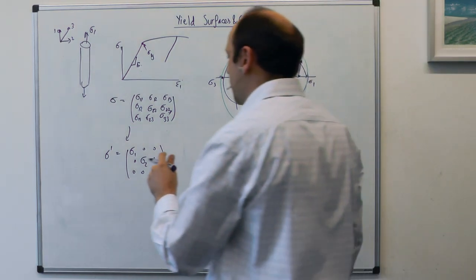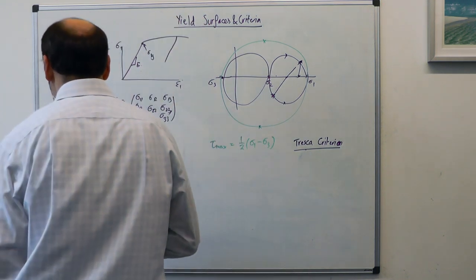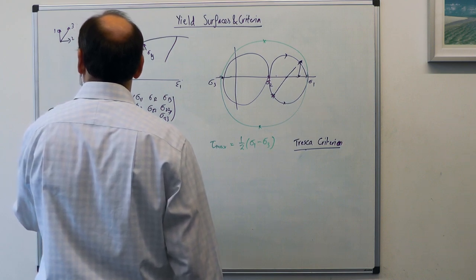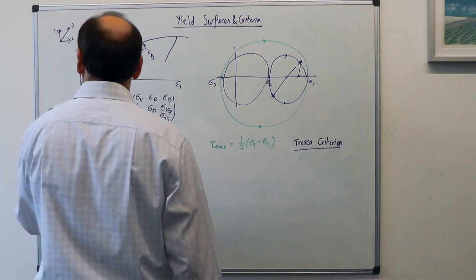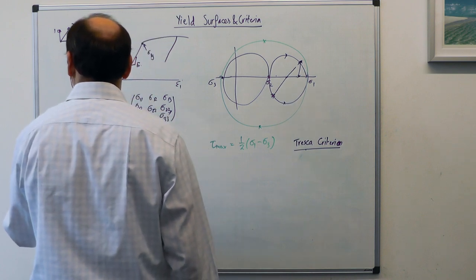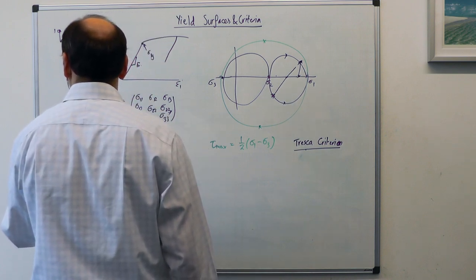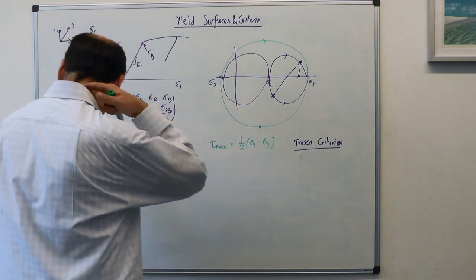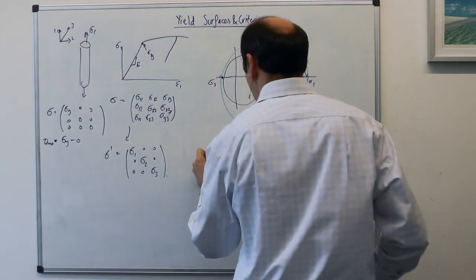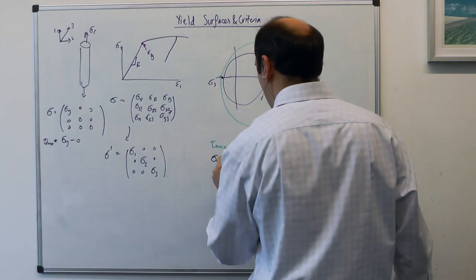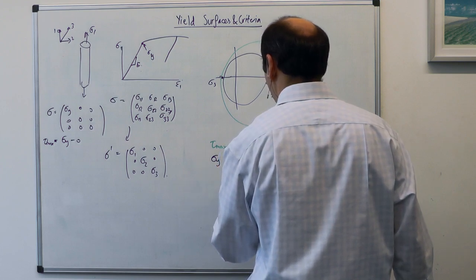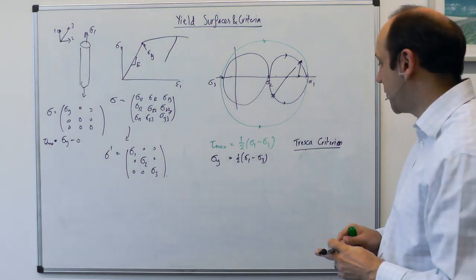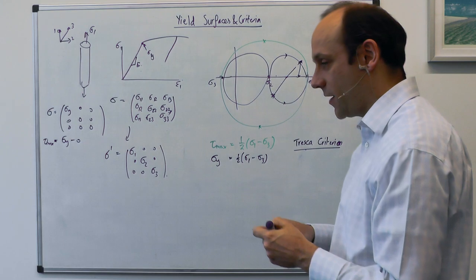Now think about our tensile test. In our tensile test, we had a stress matrix, or a stress tensor, of sigma y with zeros everywhere else. So the principal stresses were sigma y, naught, and naught. So here the maximum shear stress is equal to sigma y minus naught, over two. So that's our yield stress just there. So the Tresca criterion is that the difference between the two principal stresses divided by two is equal to the yield stress. Okay, very nice.